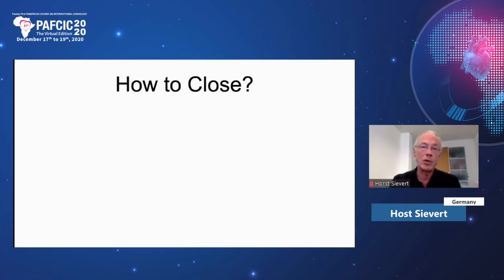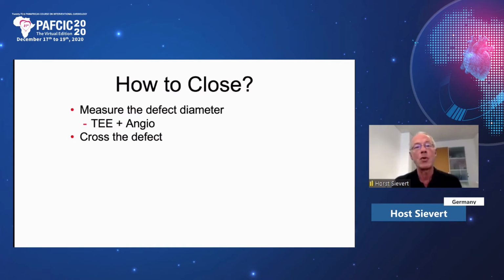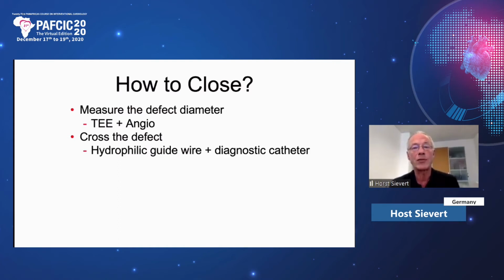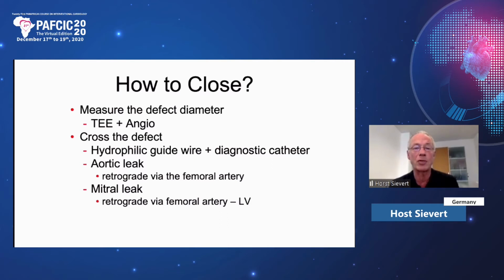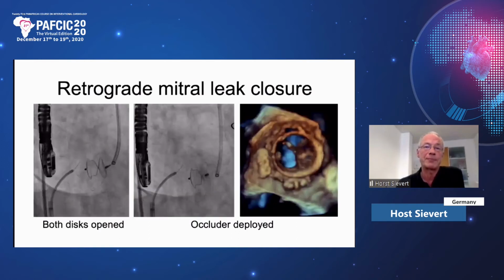How to close the defect? Well, we measure the defect diameter in TEE and angiogram. We cross the defect with a hydrophilic guide wire and diagnostic catheter. In aortic leaks, we do it retrograde via the femoral artery. In the mitral leaks, also retrograde via the femoral artery, and then to the LV, and then through the leak into the left atrium. And only if that fails, then we do transseptal puncture for closure of mitral leaks.